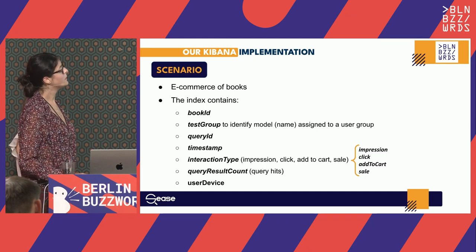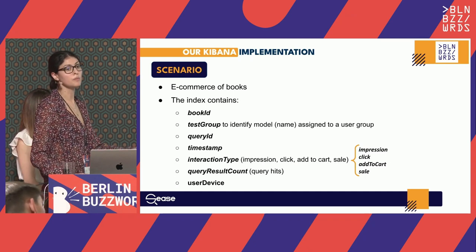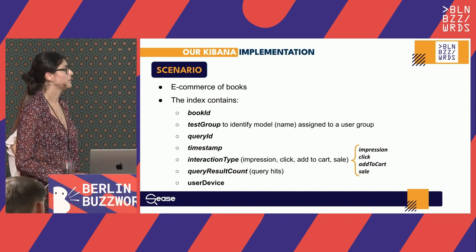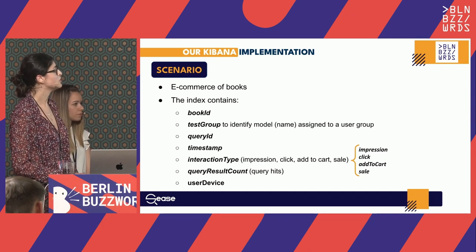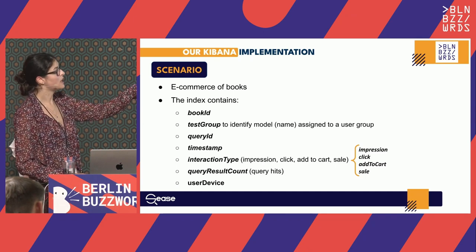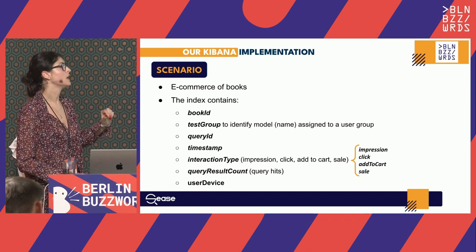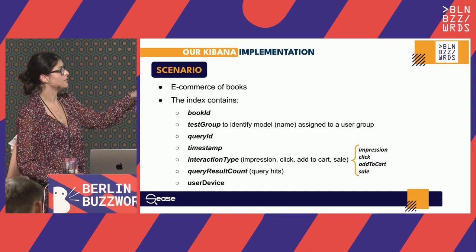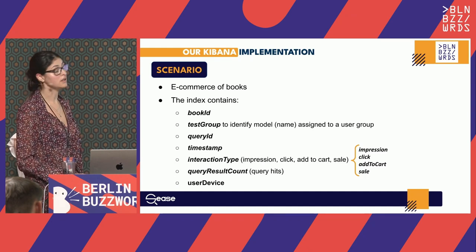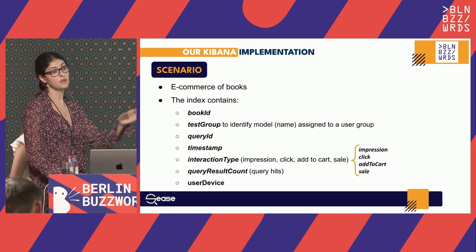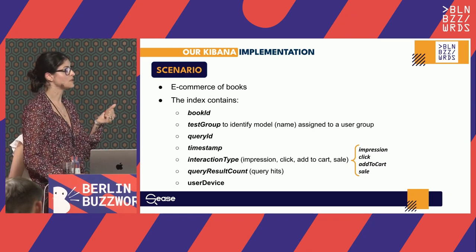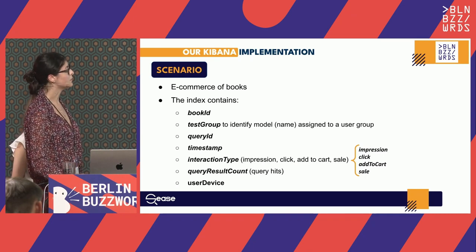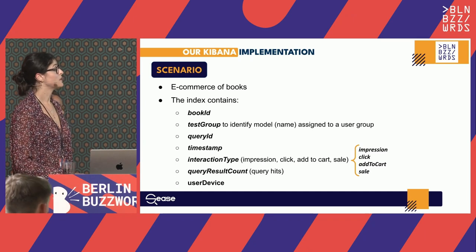Then we have the timestamp. It can be useful if you want to make a temporal analysis. Then we have the interaction type to understand which type of interaction took place in the search engine. And about this field, we also created four single additional fields, let's say, impression, click, add to cart, and sale, that have 0 or 1, depending on the interaction type. We had them because we needed them as a support for some calculations to create some visualizations that we will see in a few seconds. Then we have the query result count.